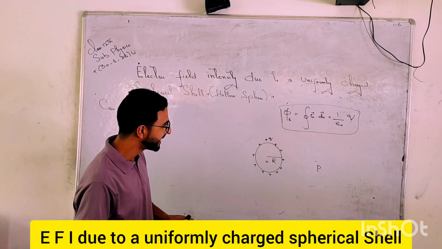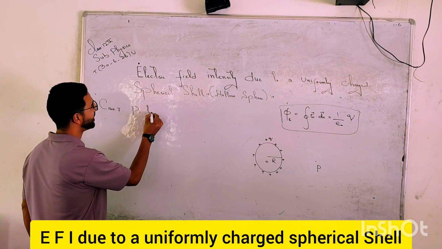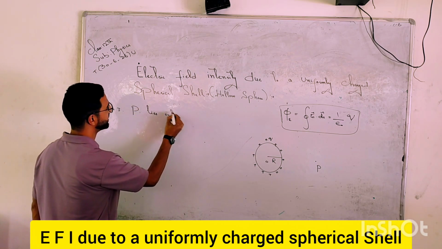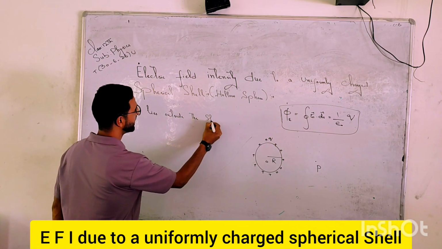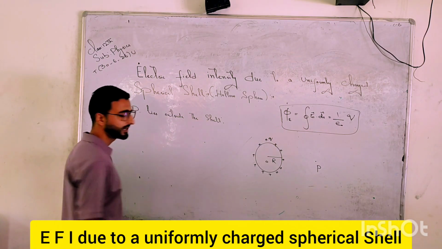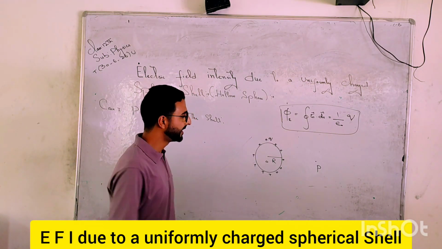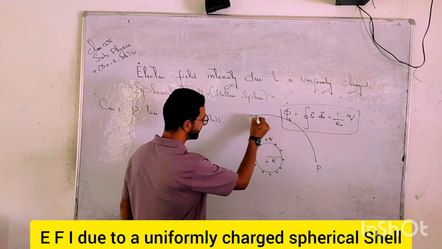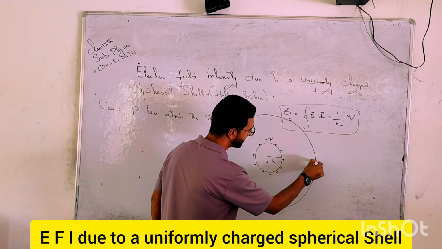So I will be deriving the expression for case first, that is when point P lies outside the spherical shell. So P lies outside the shell. Do you understand? So when the point P lies outside the spherical shell, now to evaluate the surface integral, I have to draw a Gaussian surface. So let this be the spherical Gaussian surface at this very point P, right?